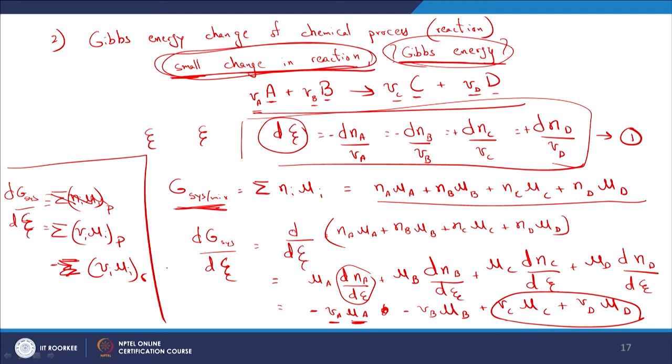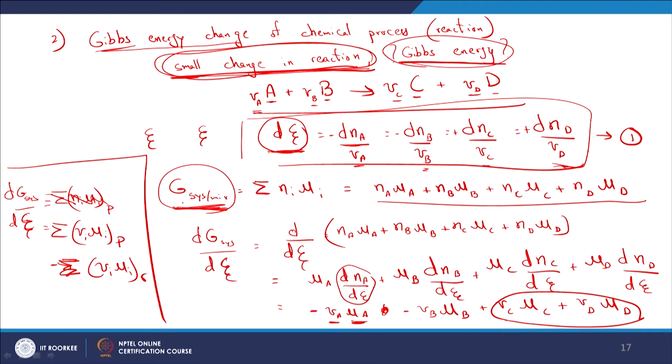So this is what we have here. Let's just review what we have up to. We are trying to calculate the change in Gibbs energy for a small change in the reaction, or when the reaction has gone through to a small extent. That we define by dz, and we tried to relate that to the change in the number of moles of your particular compound here, right? And in reaction one, we normalized that by the stoichiometric coefficients, yes? So here we are trying to define the change in the number of moles of each compound with the extent of the reaction.